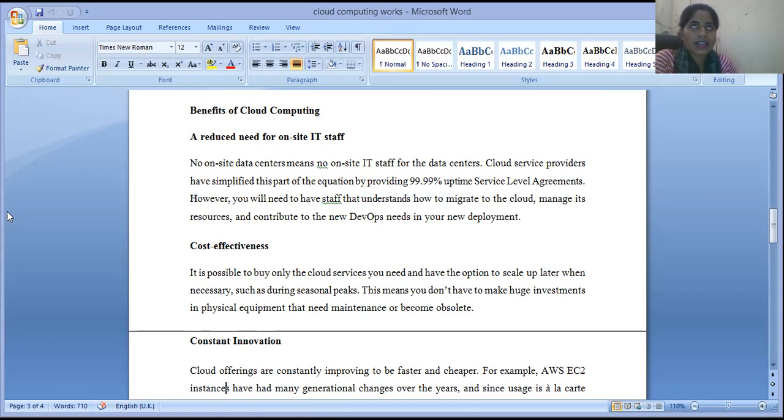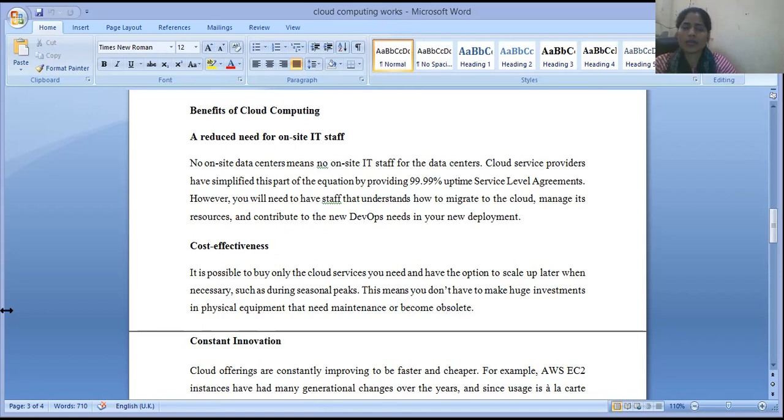Storing all that data is basically done through service level agreements. Service level agreements provide various policies which help in maintaining your data and the integrity of your confidential data. Here you can also see that you will need staff who understand how to migrate to the cloud.